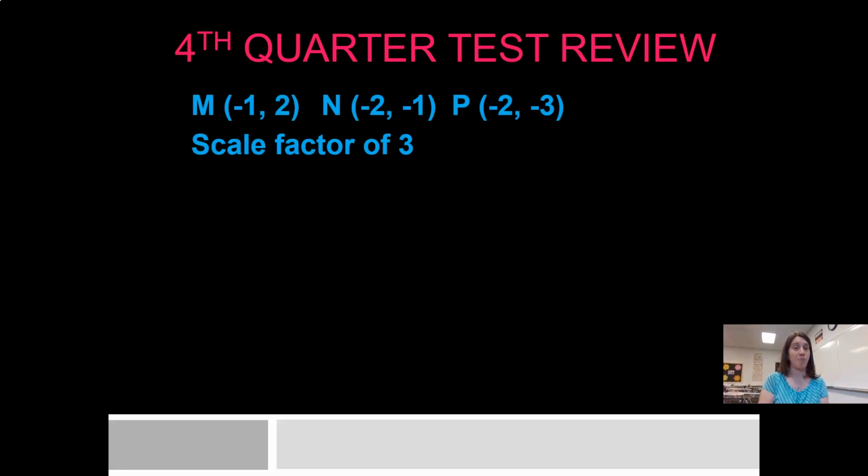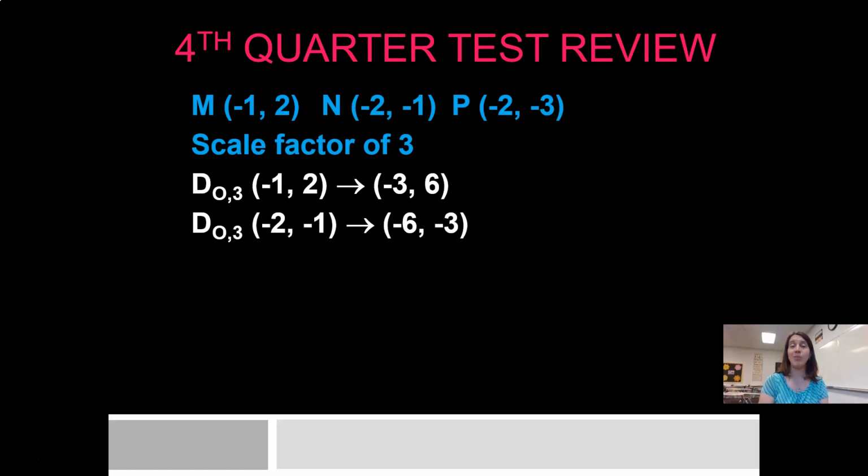Question 17. My three ordered pairs this time are M (-1, 2), N (-2, -1), and P (-2, -3). Now this time the scale factor is 3, which means I'm making the picture bigger. The same process that we just did: the dilation centered at the origin, and there's my scale factor of 3. The first ordered pair was my (-1, 2). Both of those get multiplied by 3. So -1 times 3 was -3, and 2 times 3 is 6.